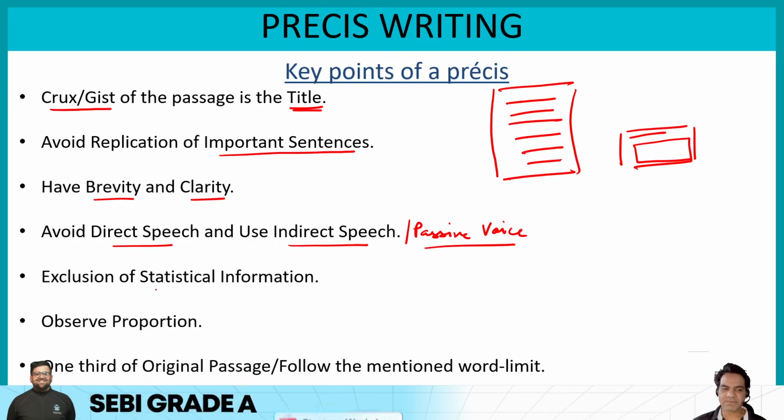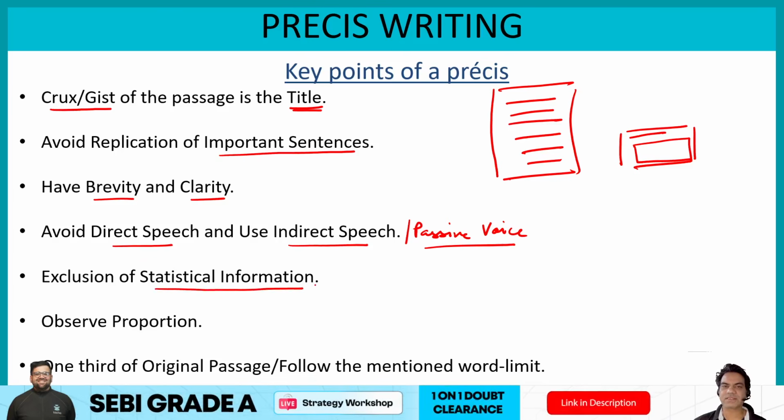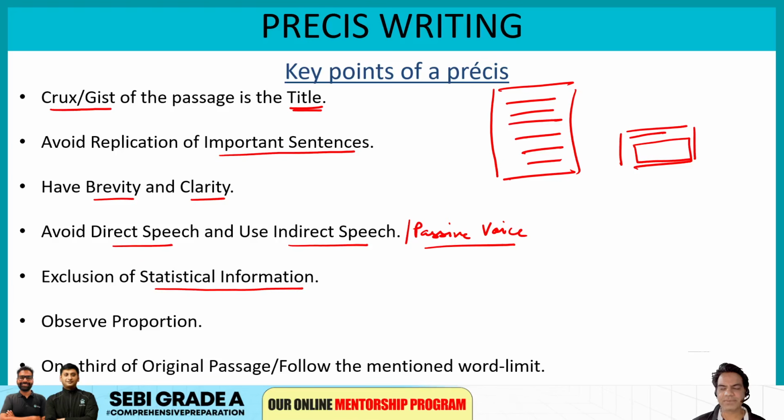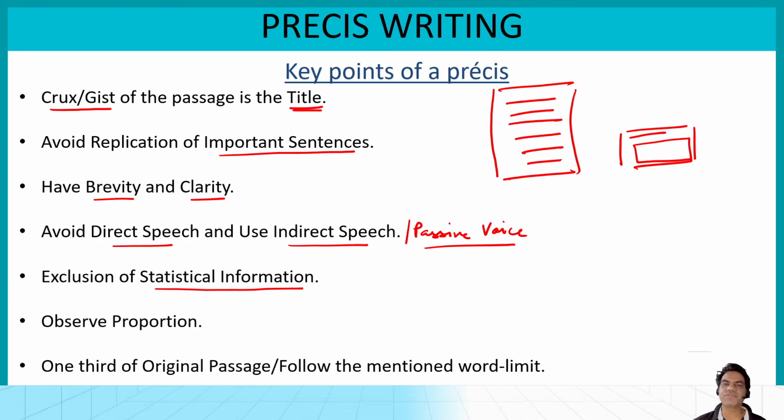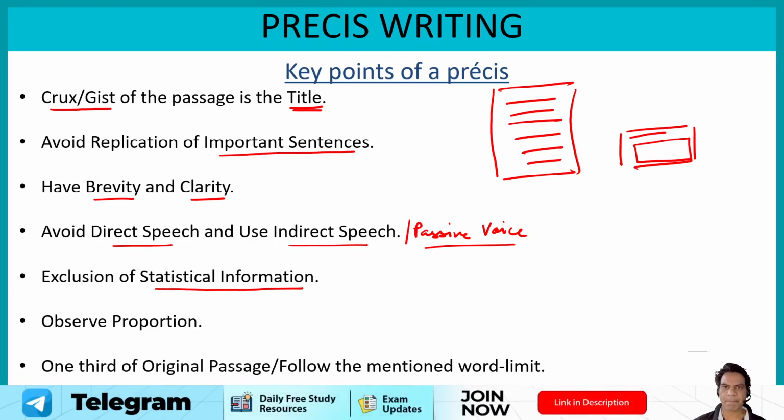Now guys, please remember, you do not use any specific information, any particular data, name, or any particular year, or any particular statistics that is given in the passage. See guys, statistics are given to prove the thesis, so do not use them in your précis. Keep only the core idea of the passage in your précis. And remember guys, you have to observe proportion. What do I mean by observing proportion?